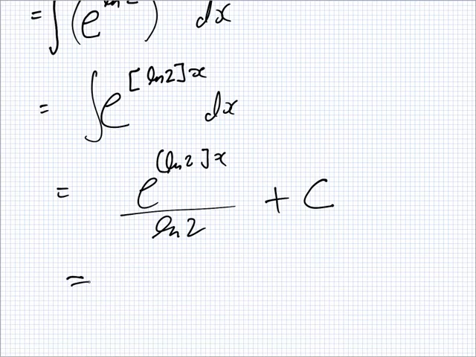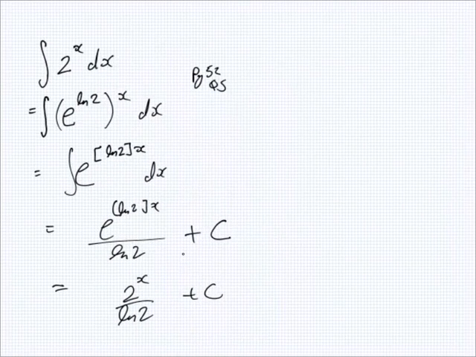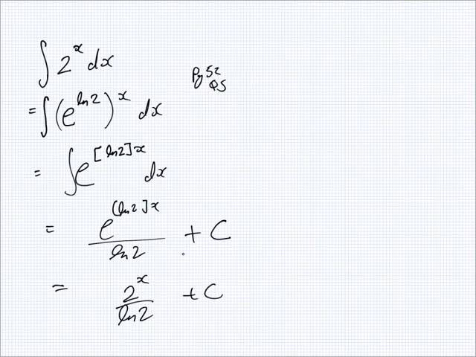Okay, so here what happens is the e and the log cancel, so you're just left with 2 power x. It's up in a power. So you can write the answer as 2 power x over log 2 plus c. I've seen this in the exam, but it really only comes up in the semester 2 exam, not in the semester 1 exam.